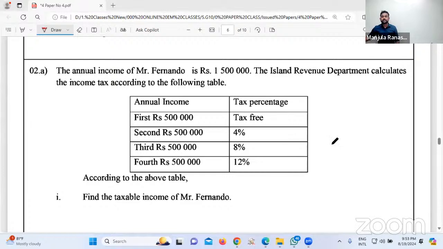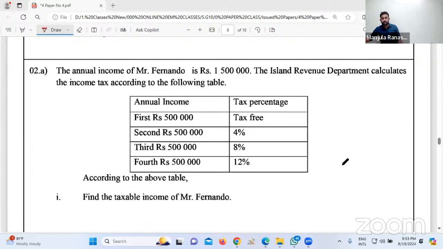Right. So now we are moving to question number 2, that is the income tax question. So this time your paper may have some income tax question, right? Some students are facing problems with solving this type of income tax question, right? So the annual income of Mr. Fernando is rupees 1.5 million, right?